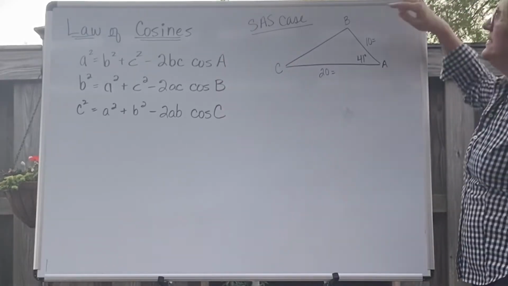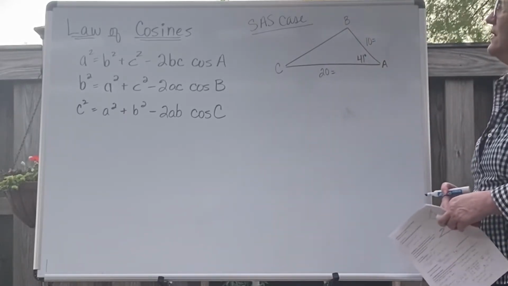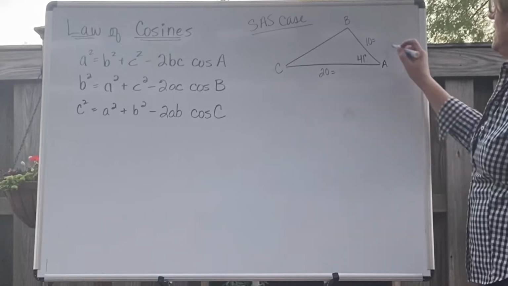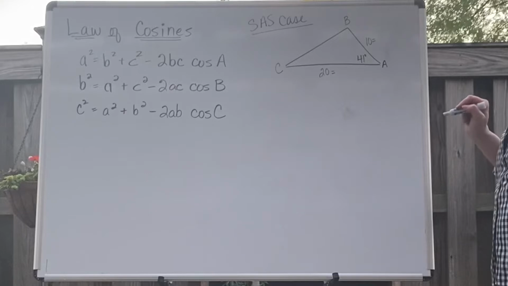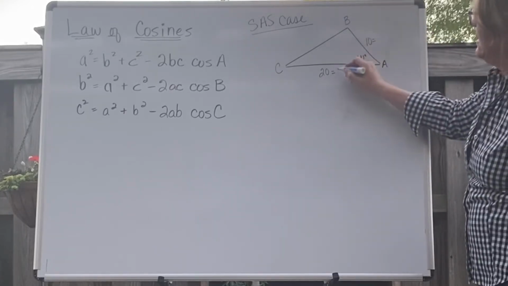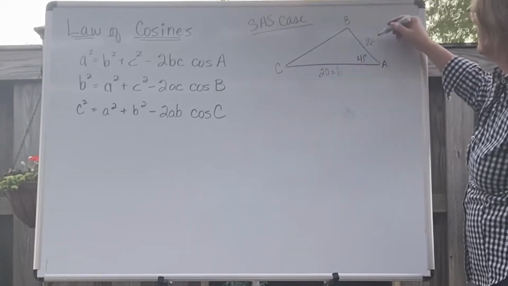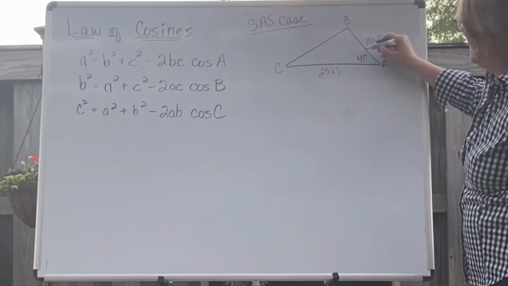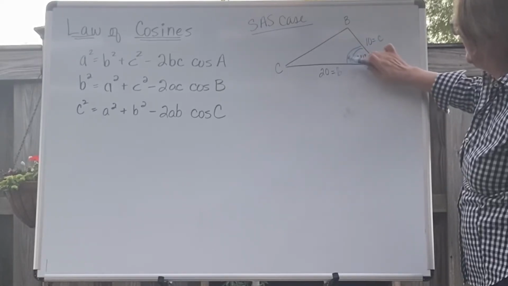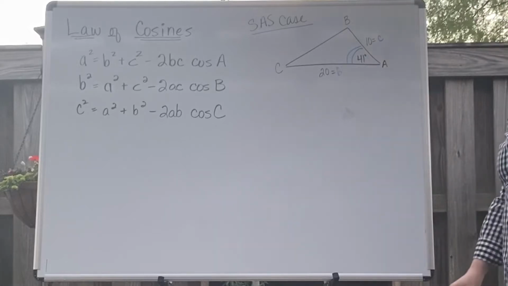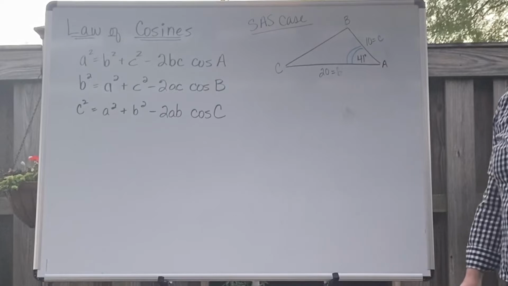First off, you need to have an SAS case, that is, side, included angle, side. So I wrote down 10, 20, and 41 degrees so that you notice that opposite angle B is little b, and opposite angle C is little c. And this right here is the included angle that lies between side B and side C. When you have that situation, you want to use the law of cosines in order to solve your triangle.